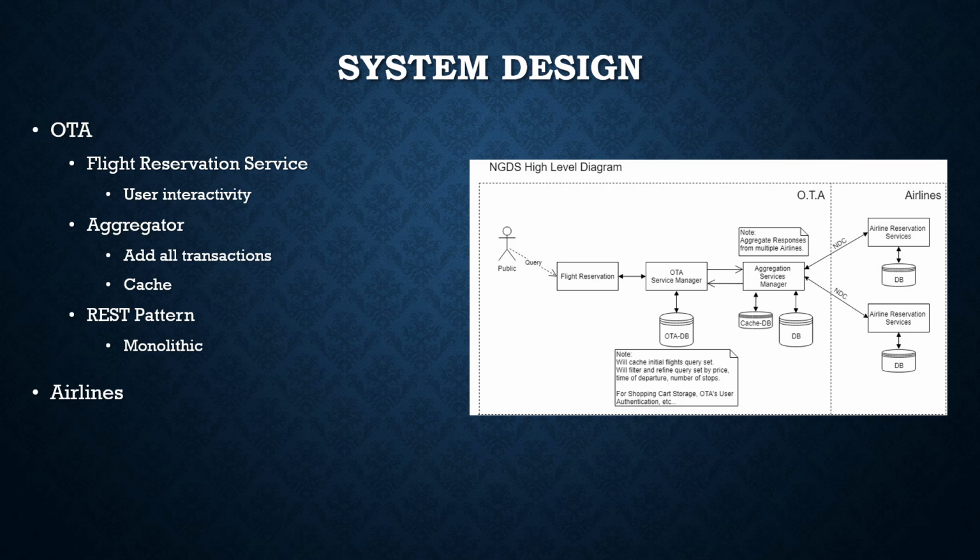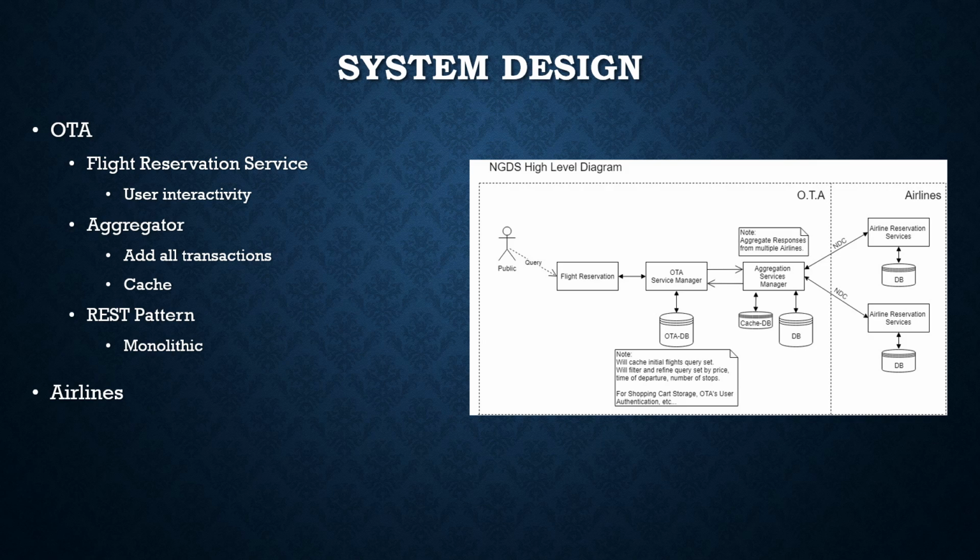The system architecture. The system architecture was actually divided into two very important pieces: the online travel agent, or OTA, and the airline. The OTA was divided into two sub-architectures: the flight reservation services, which was focused on user interactivity, and the aggregation service, which would add all the transactions coming from the airlines and cache them as long as the airline permits them. The proposed system architecture for the OTA is a REST pattern, which evolved throughout the implementation of the project from a monolithic architecture to a microservice one to increase the scalability and efficiency.